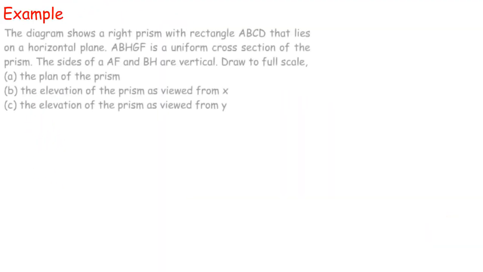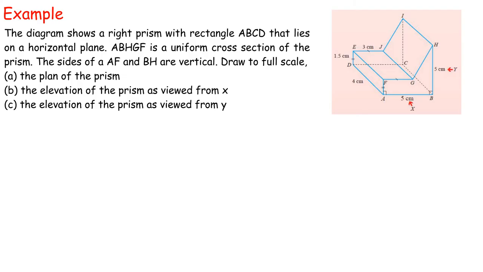Example A. The diagram shows a right prism with rectangle ABCD that lies on a horizontal plane. ABHGF is a uniform cross-section of the prism. The sides of AF and BH are vertical. Draw to full scale. A. The plan of the prism. B. The elevation of the prism is viewed from X. C. The elevation of the prism is viewed from Y.